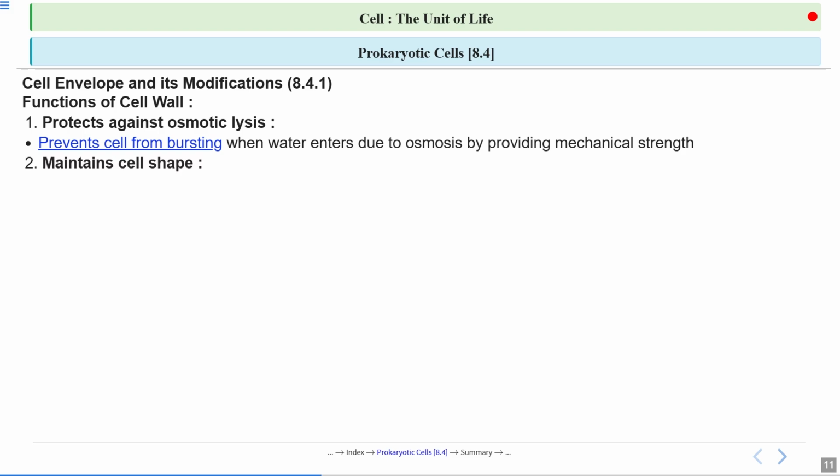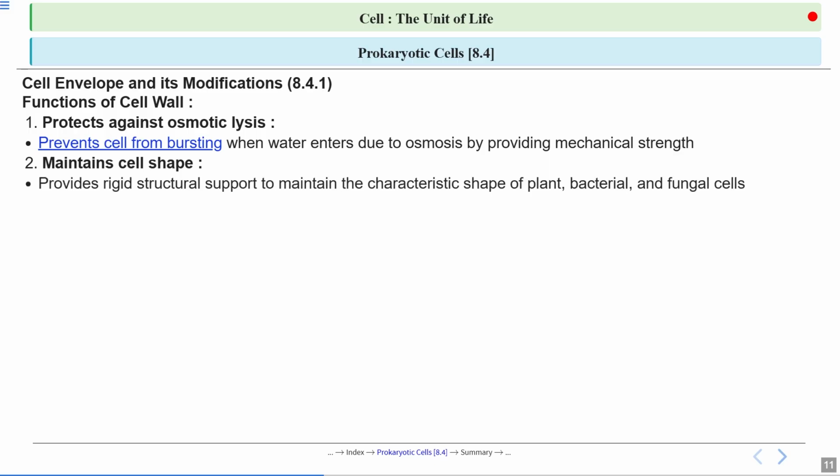The second function is maintaining the cell shape. The cell wall provides rigid structural support to maintain the characteristic shape of plant, bacterial and fungal cells. You can see in which organisms the cell wall is present. The cell wall is present in bacteria, and it is present in some protists also.